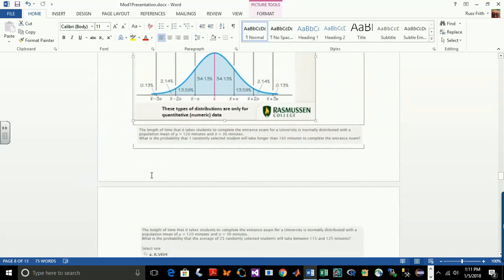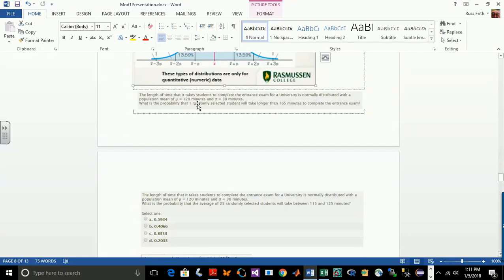So let's do a problem. The length of time it takes students to complete an entrance exam for a university is normally distributed with a population mean of 120 minutes and a standard deviation of 30 minutes. So when we see the Greek letters, this is the population. What is the probability that one randomly selected student will take longer than 165 minutes to complete the entrance exam?